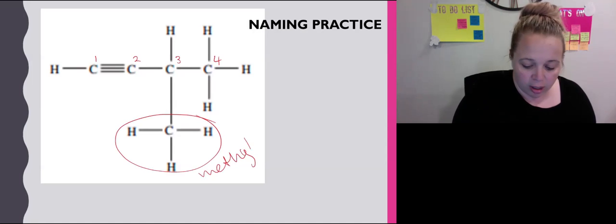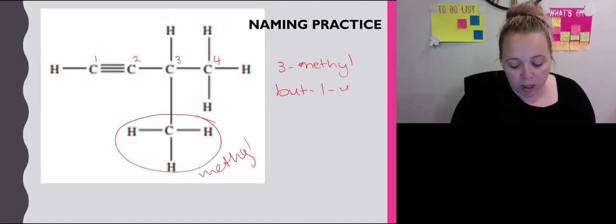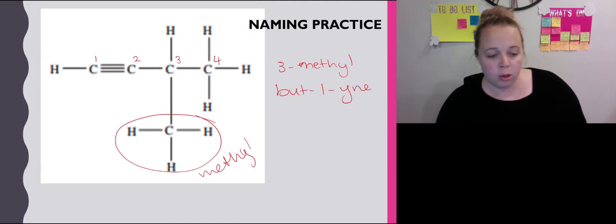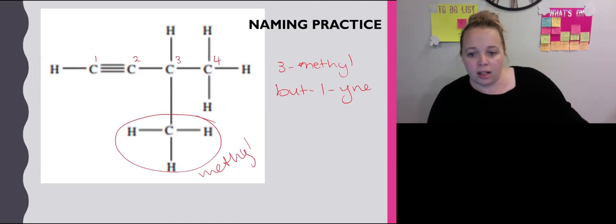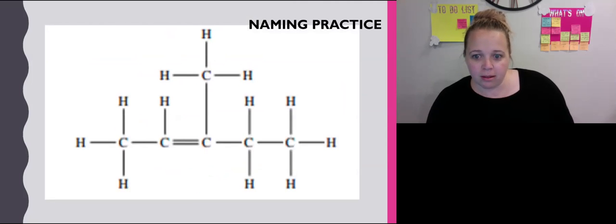I can see over here, I have a methyl group. So what I've got off the 3rd carbon is 3 methyl. And I've got but, because again, there's 4 carbons in that main chain. 1 ene, so it means that the triple bond is off the 1st carbon. Okay, getting a little bit trickier. Give it a pause.